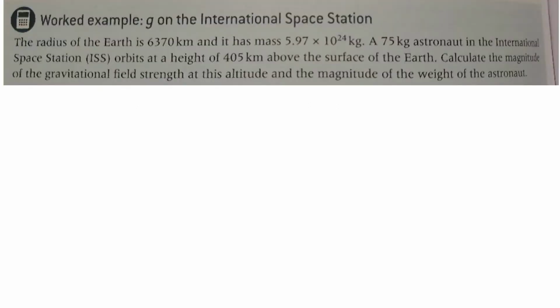So let's just read through the question. The radius of the Earth is 6,370 kilometers. Its mass is 5.97 times 10 to the 24 kilograms. You've got a 75 kilogram astronaut in the International Space Station. It orbits at a height of 405 kilometers above the surface of the Earth. Calculate the magnitude of the gravitational field strength at this altitude and the magnitude of the weight of the astronaut.